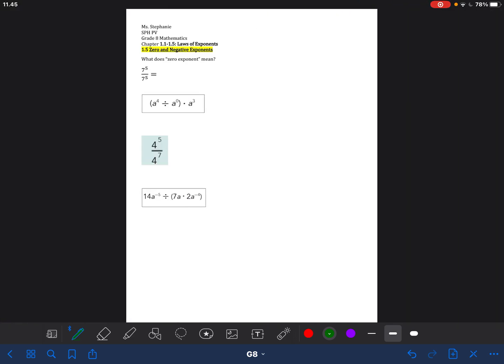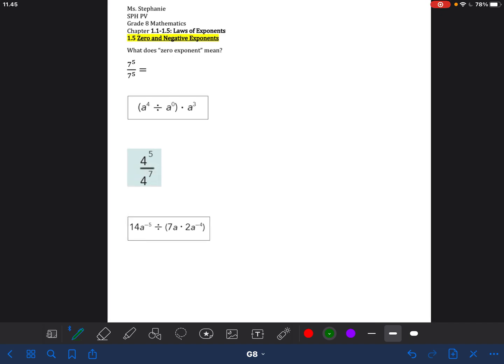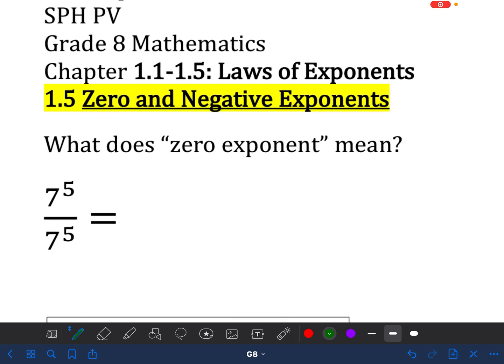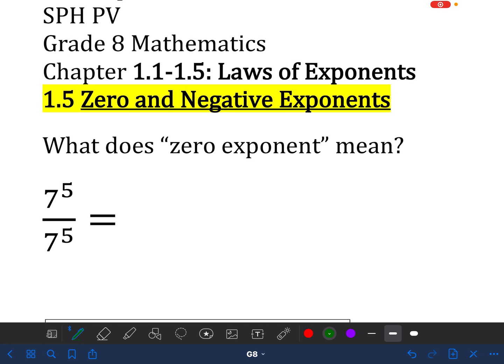Okay, so last but not least, I'm going to talk to you guys about zero and negative exponents. Some of you guys are thinking, what does a zero exponent mean? Some of you might guess it's zero or it's undefined. We'll see. Let me tell you what a zero exponent means. If you were to divide 7 to the power 5 by 7 to the power 5, we all know that if you divide something by itself, it becomes 1, right?